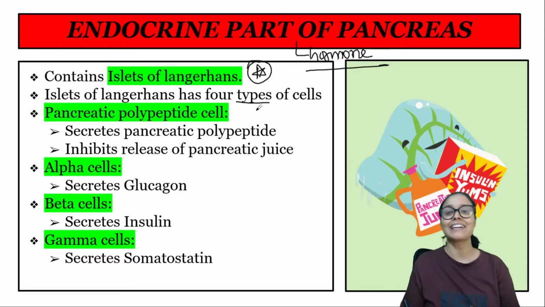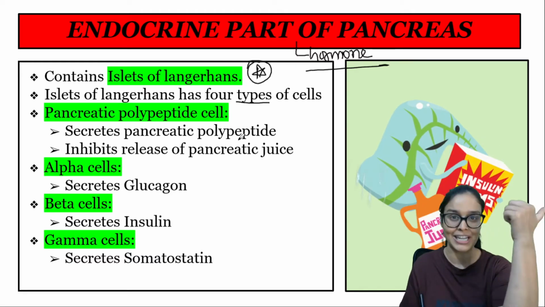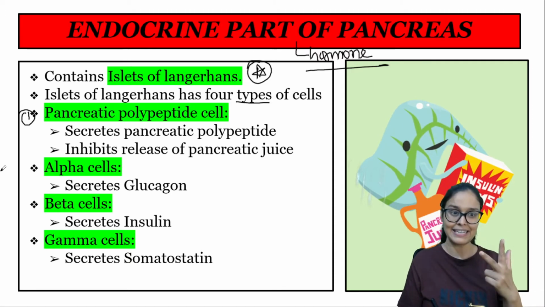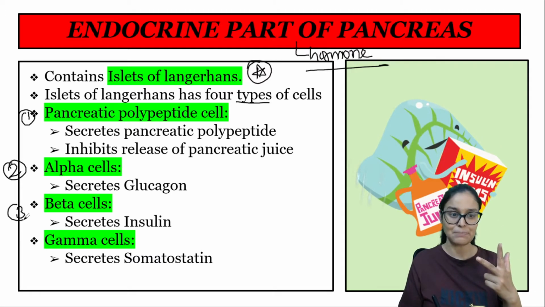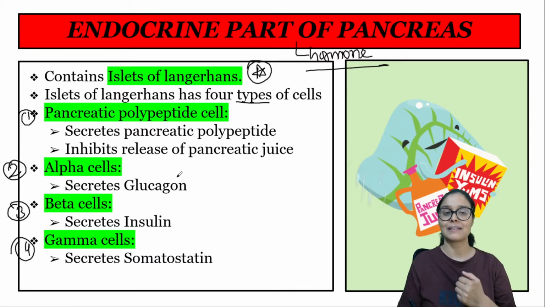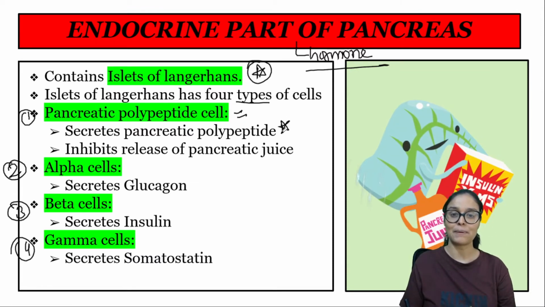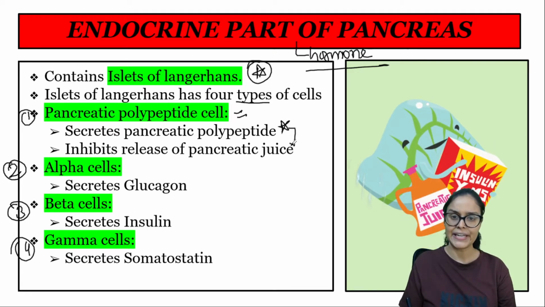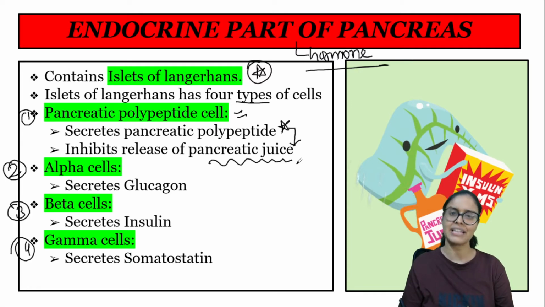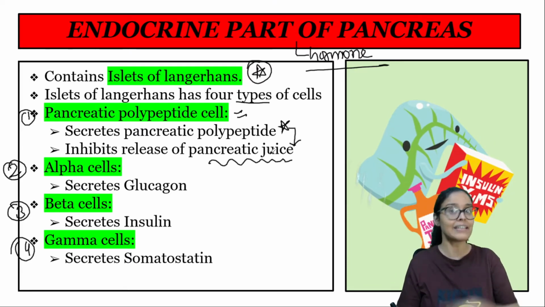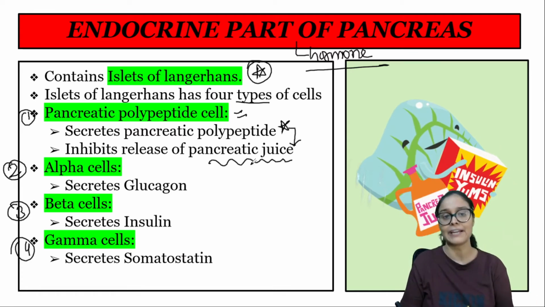So islets of Langerhans have four types of cell. And what are those? One is the pancreatic polypeptide cell. Second is the alpha cell. Third is the beta cell. Fourth is the gamma cell. So pancreatic polypeptide cells secrete pancreatic polypeptide hormone, which will inhibit the secretion of pancreatic juice by the exocrine gland. That is the purpose of it. What will it inhibit? The release of pancreatic juice by the exocrine part.